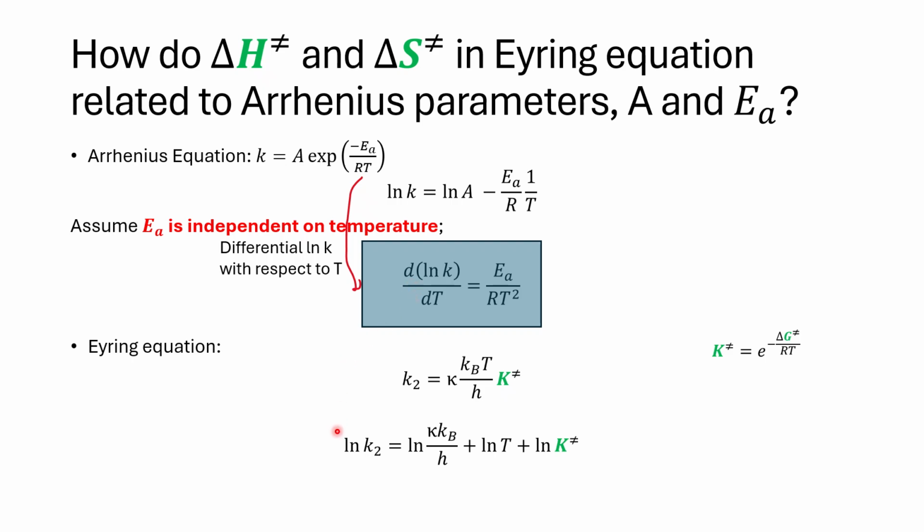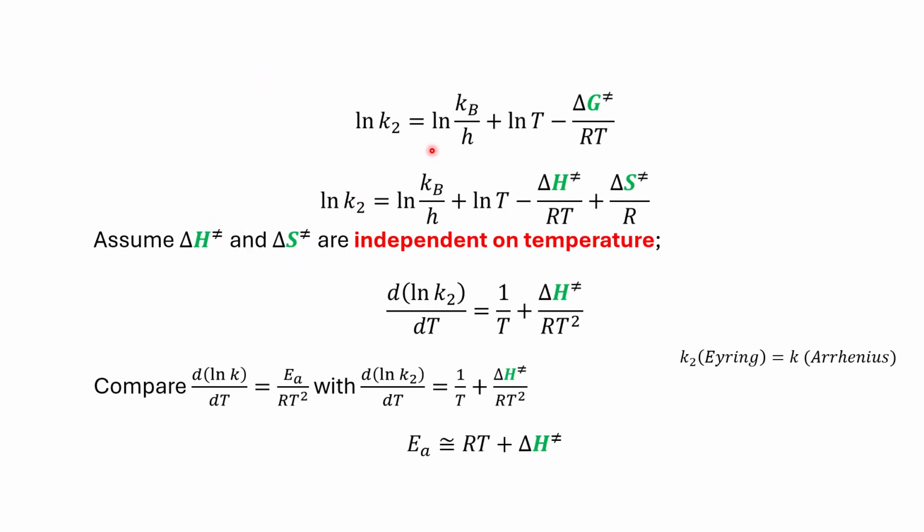Now let's look at the logarithmic form of the Eyring equation. We have the Eyring equation here. If we take the natural log, it can be transformed into this form. We continue the derivation by replacing the ln K for the activated complex with its Gibbs free energy equivalent. Then we get this expression.